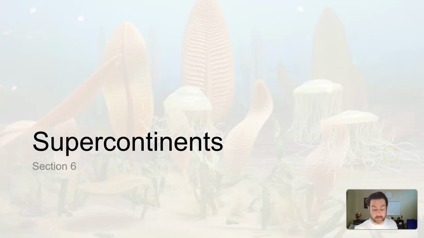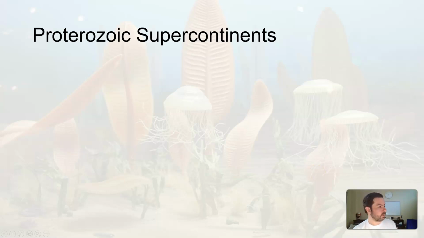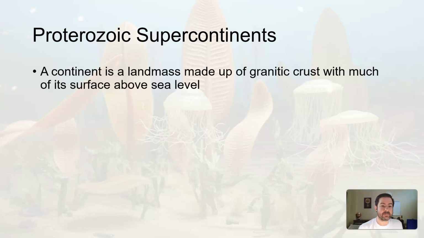Alright, welcome back. As alluded to in the previous video, let's talk a little bit about supercontinents. During the Proterozoic eon, during the Precambrian, this is when the supercontinents really first began to form. It wasn't the only eon in which they formed, but this is when we first started getting them. Obviously, we need continents first before we can have supercontinents.